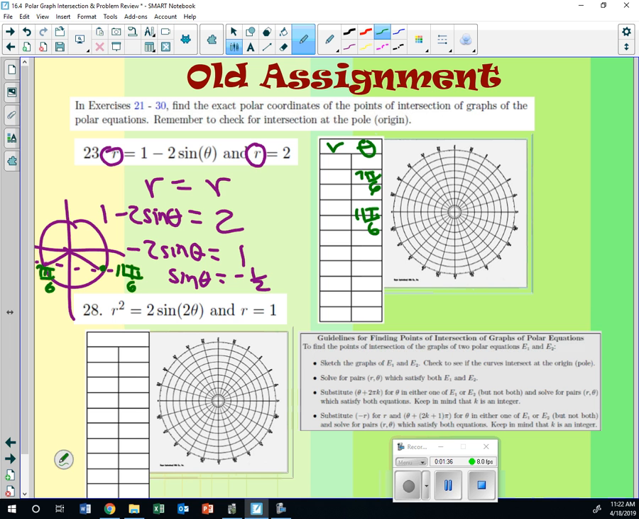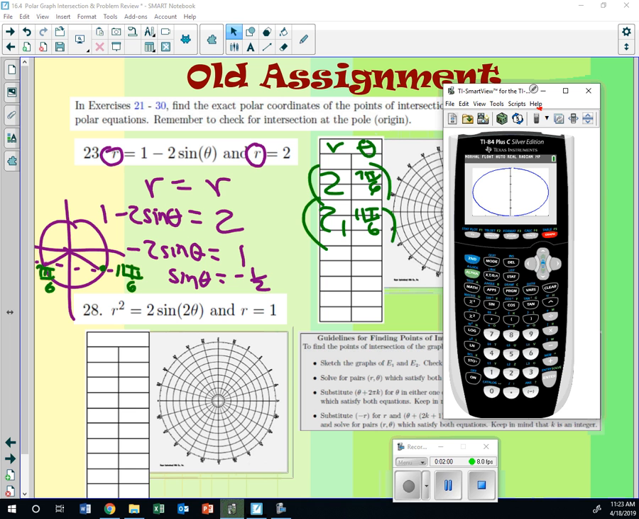What's the r going to be for the point? Well, you just plug it into this equation, 1 minus 2 sine of 5 pi over 6, or an easier way is to just say r is always 2. So those are my two coordinates. Now let's graph it and see if you'd actually see something like that.